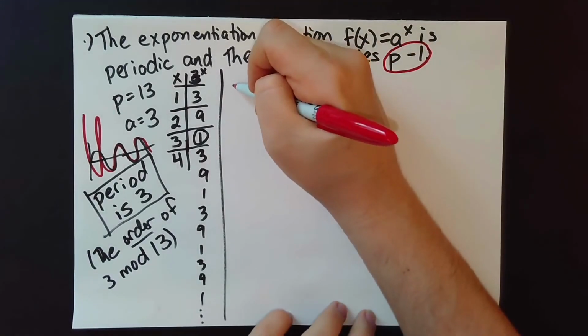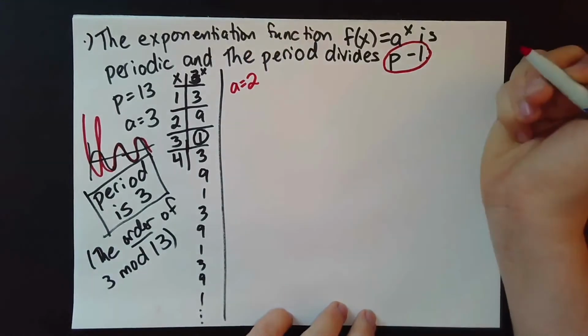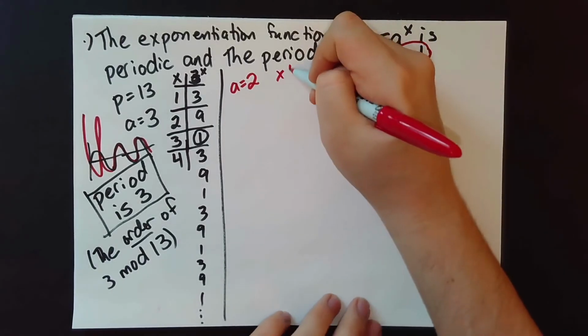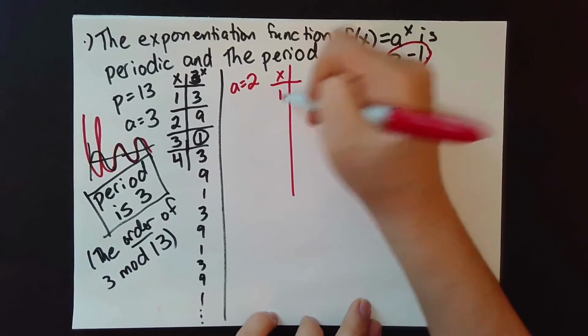Just as a second example, I could have taken a is 2, in which case then my table would have looked a little bit different.